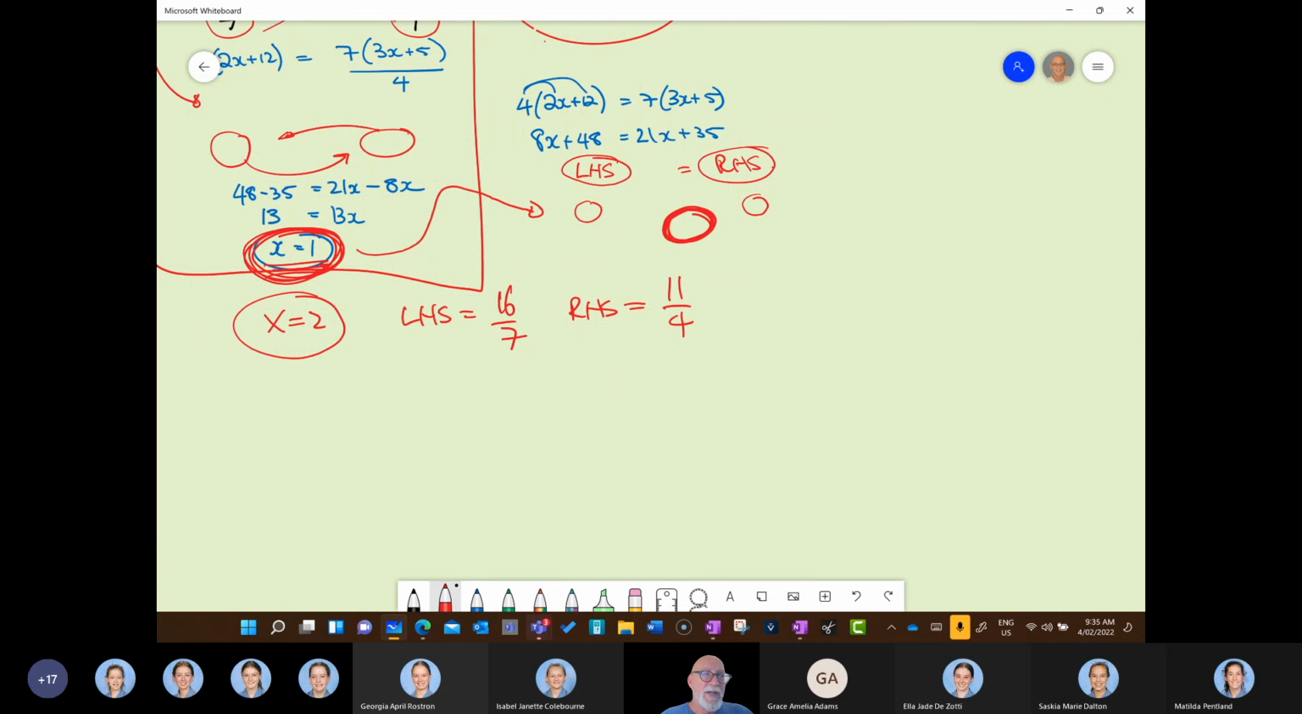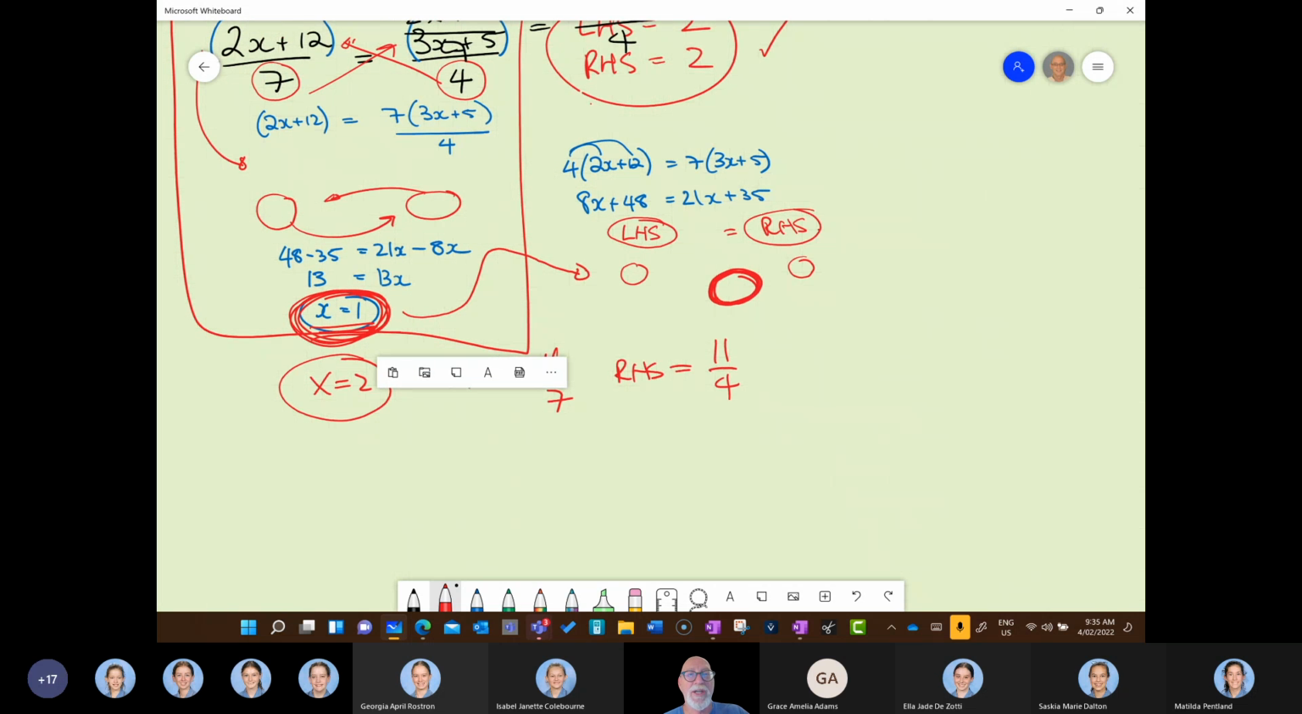You've made a good point, Grace. The x value simply helps us evaluate the equation, and we're looking for a very special x value that makes the two sides be exactly the same. Is that any good, Grace? Yes, thank you. You sure? That's a good question to get your head around.